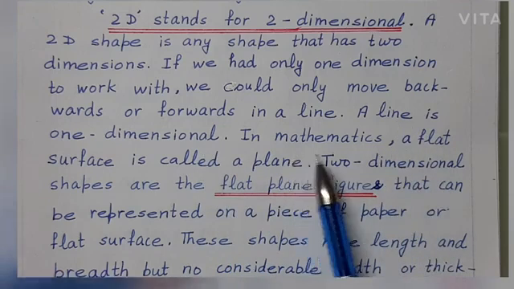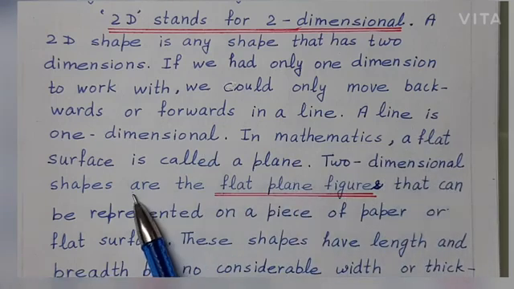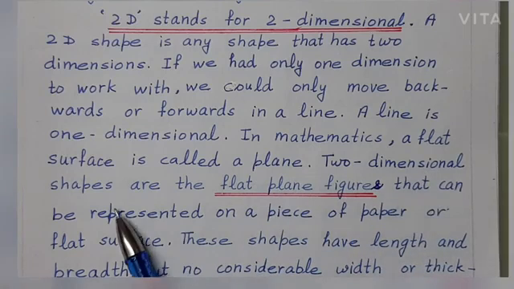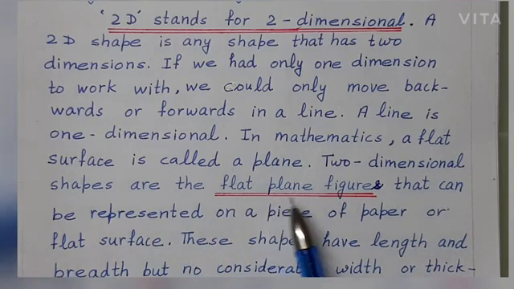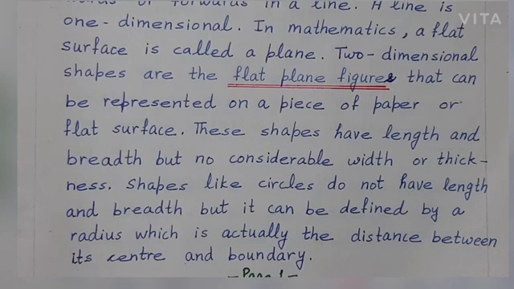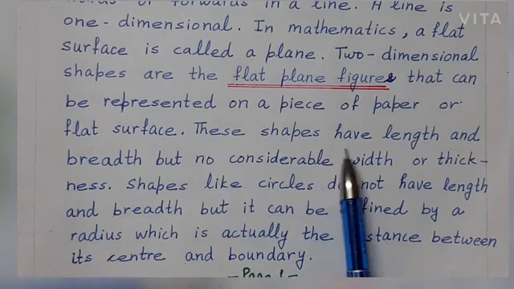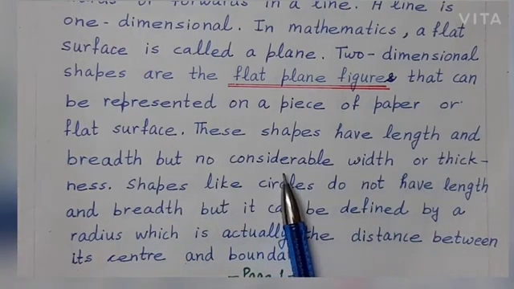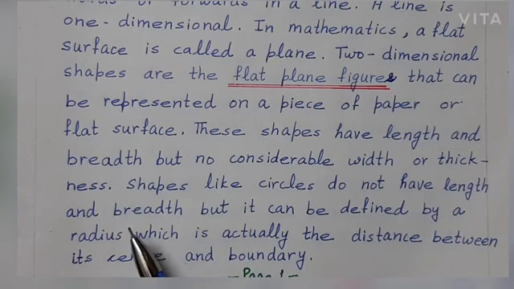Now students, in mathematics, a flat surface is called a plane. Two-dimensional shapes are the flat plane figures that can be represented on a piece of paper or flat surface. These shapes have length and breadth, but no considerable width or thickness.